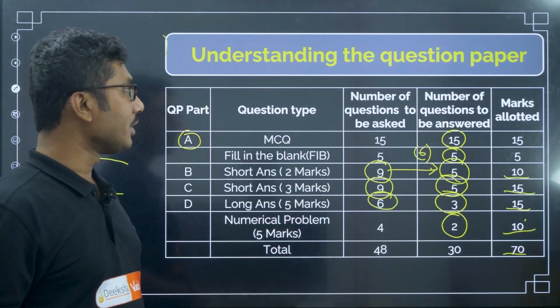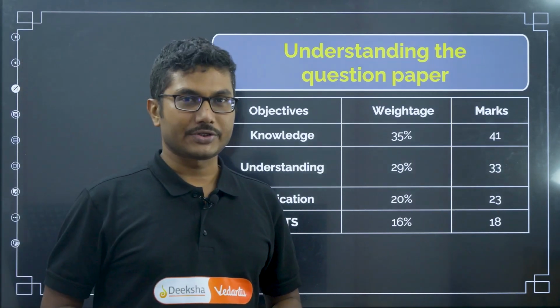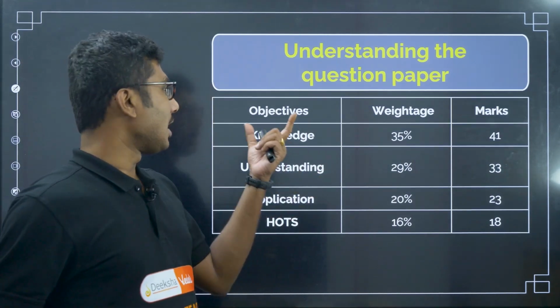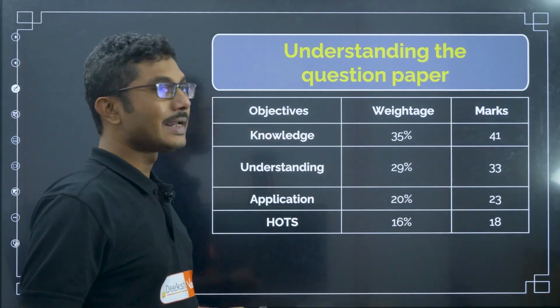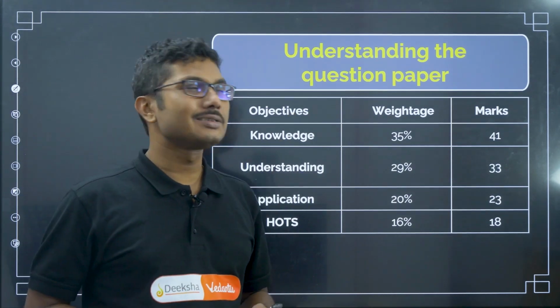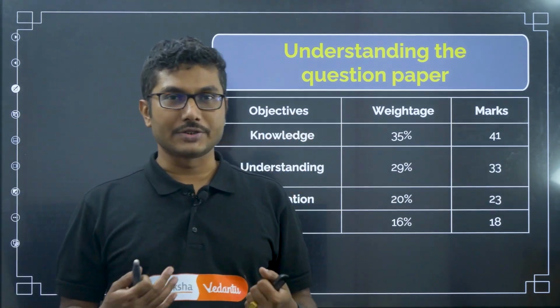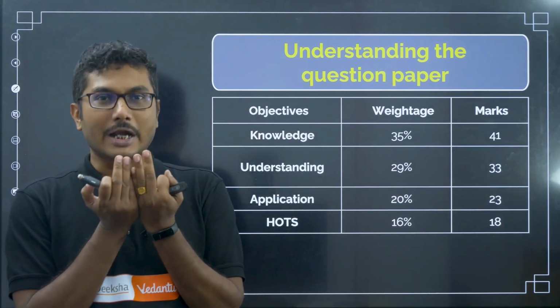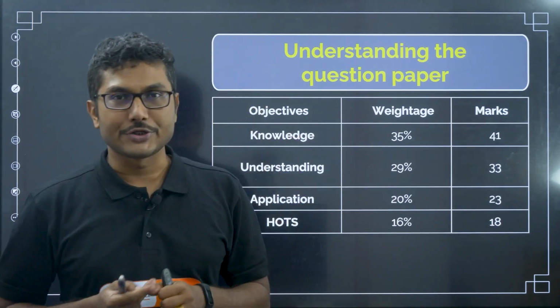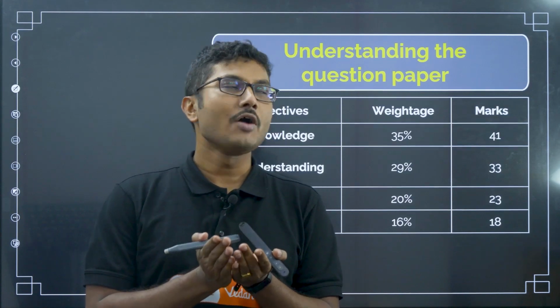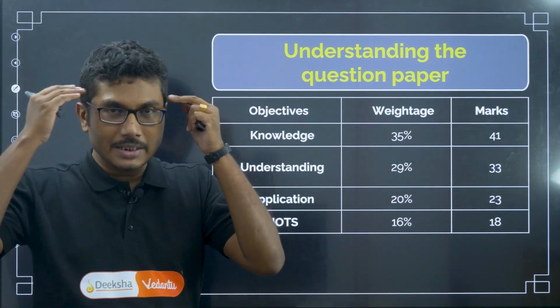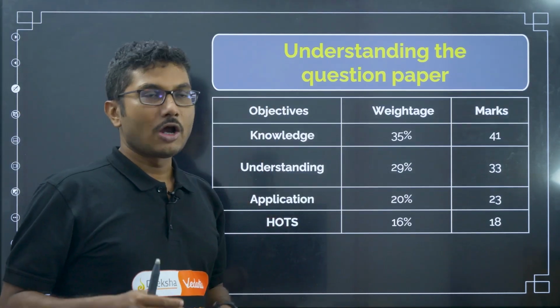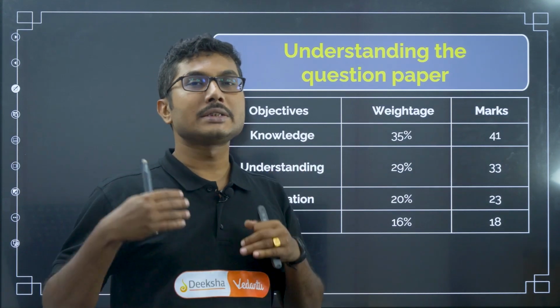Now next move into the different level of the questions. Different level of the question means knowledge based, understanding based, application based. Now what are these things? What is the meaning of knowledge? Whatever we gain from studying books, that is called knowledge. Knowledge means whatever we study from the books and whatever we can remember in our head, that is called knowledge. Or in short, memory based questions.